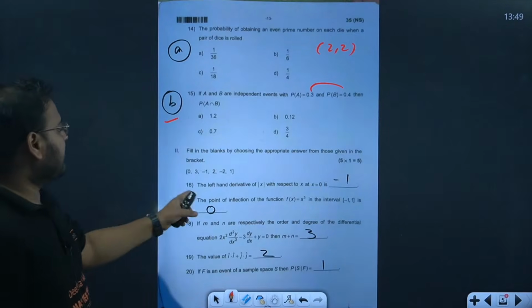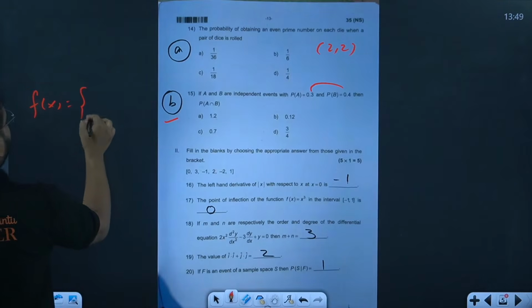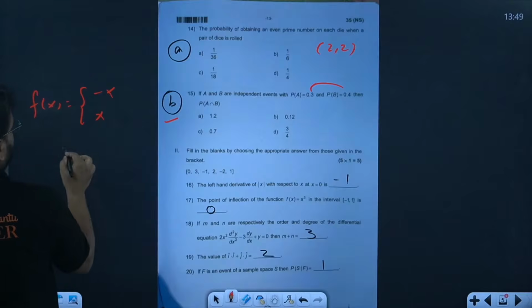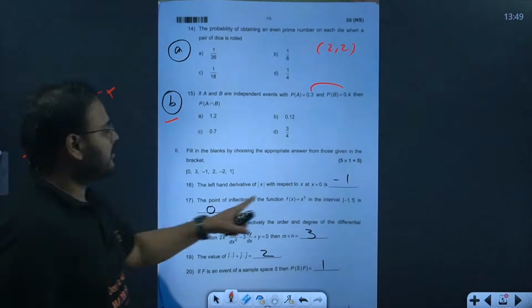Okay, guys, the left hand derivative of mod of x, we remember we have done this. f of x is given by minus x and x. Differentiate over here, you get f dash of x, left hand side will be minus 1. Okay, this value is minus 1.